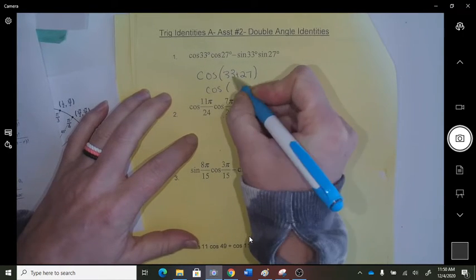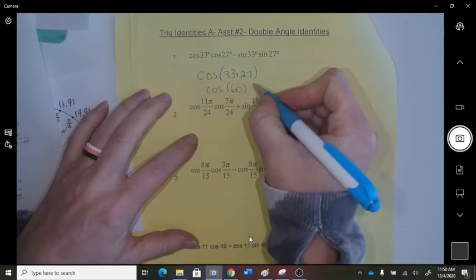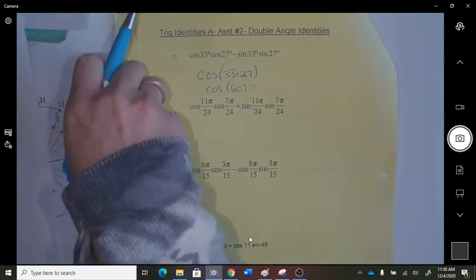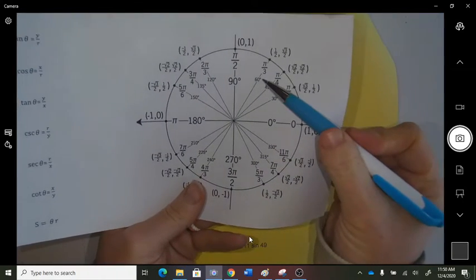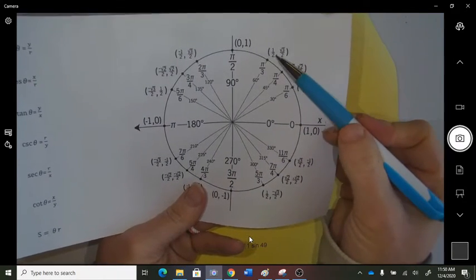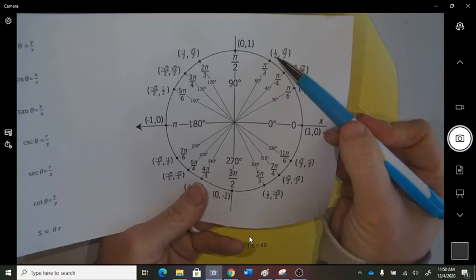And then when I add them, that's 60 degrees. Okay, now I go to 60 degrees, or my unit circle. And at 60 degrees, cos is the x coordinate.